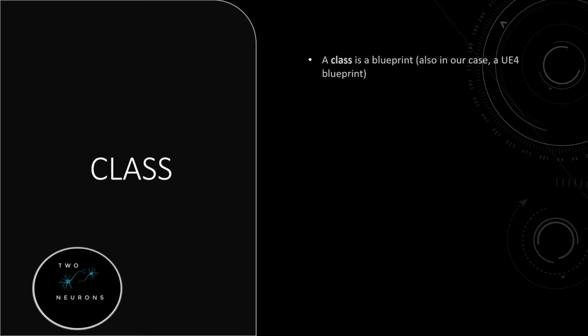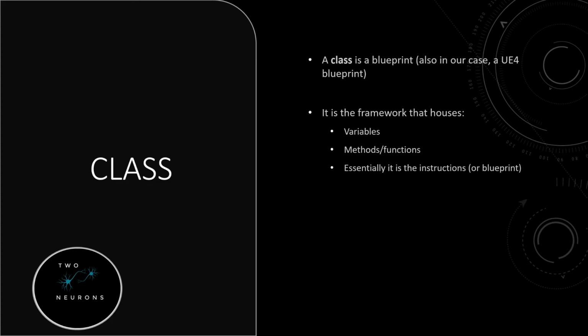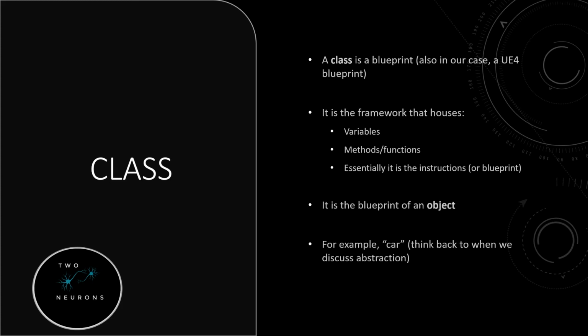There are different types of classes, different types of things that we can blueprint. But let's explore this a little bit further. This is a blueprint. It's a framework that houses, we can see where this pun's probably going, variables, methods, and functions. It's the instructions for whatever this class has to do. Simply put, it's the instructions on which a house is built. Like I said, you can probably see where that analogy was going earlier. So it is the blueprint of an object. And again, in Unreal, it's quite literally a blueprint.